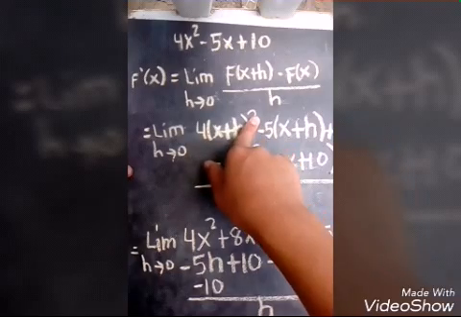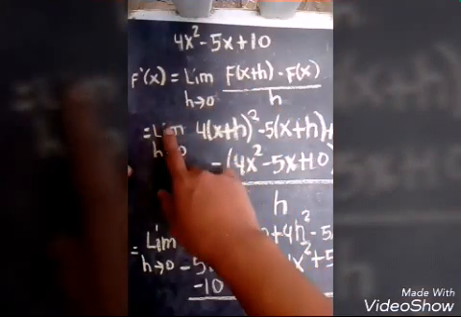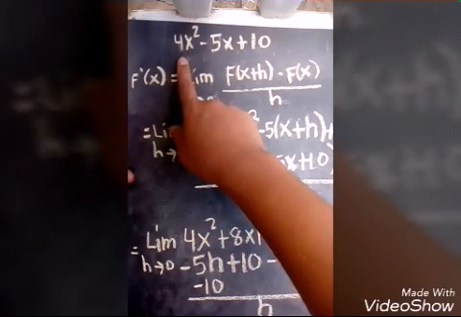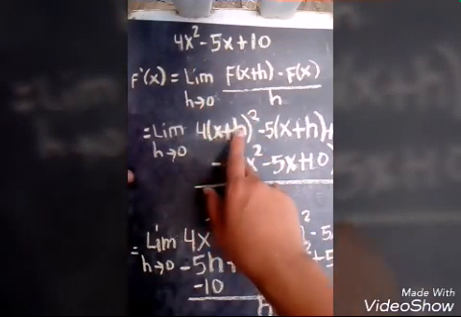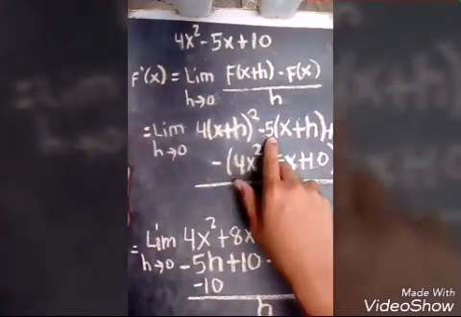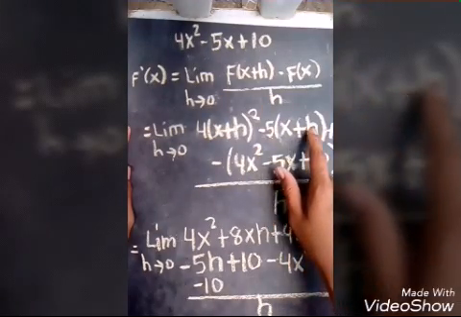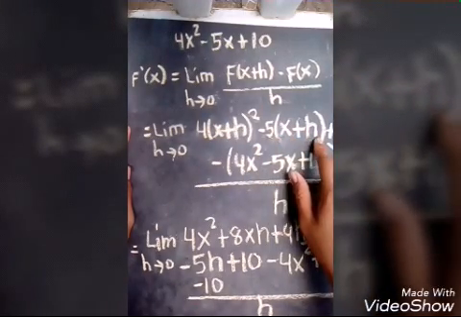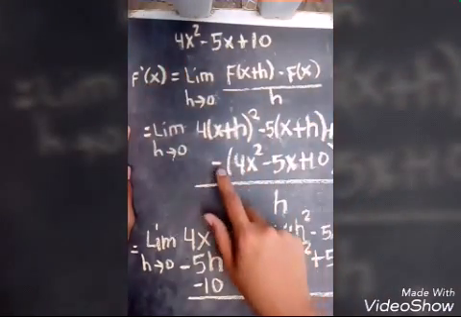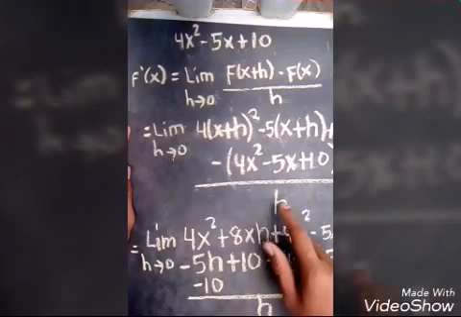So we need to distribute each term. So this must be our f of x. So limit as h approaches 0, 4 times x plus h squared. Copy the squared sign. Now after minus 5, this would be the value of this term: 5 times x plus h, so this would look like this, plus 10, minus the f of x, which is this, minus the quantity of 4x squared minus 5x plus 10, over h.